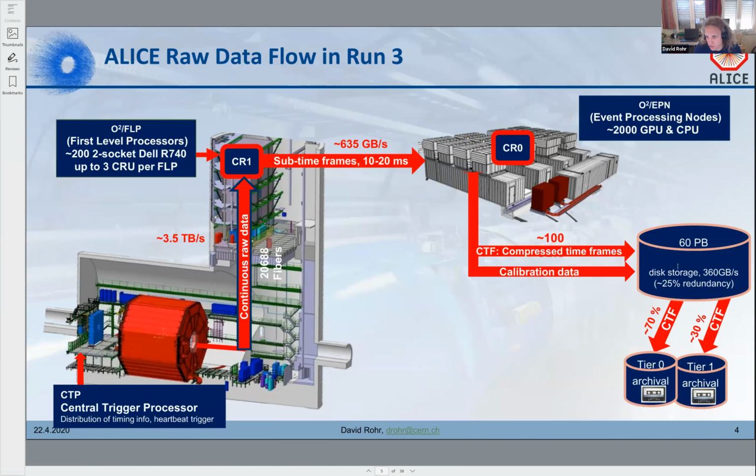That is stored to an on-site disk buffer here, which will have 60 petabytes of storage, which is enough to store 1 year of, well, 1 year means 2 to 3 weeks of LED data. And then from the disk buffer, it is written to tape and to tier 1, tier 2. And what we store here is what we call CTF, compressed time frame, which is basically compressed raw data and the calibration data.